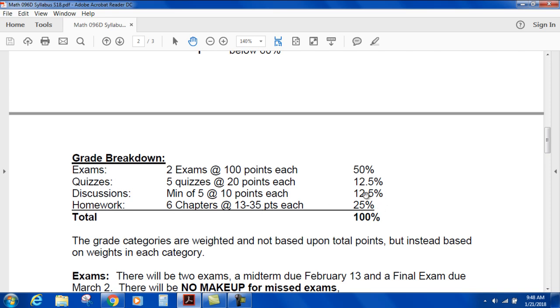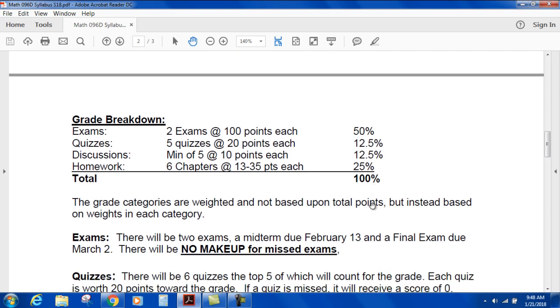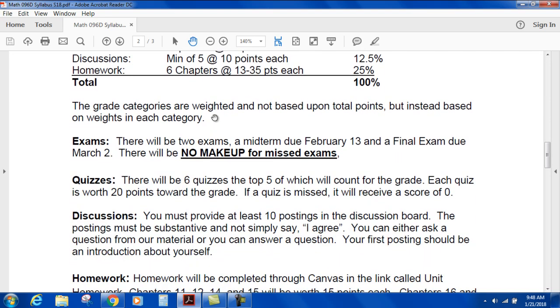So what I've done over here, instead of doing a point total, I'm trying to show you how it compares to the class. So the weighting for the class, the exams will be half of the grading for the class, so each exam is 25% of the grade. The quizzes altogether is 12.5% of the grade. Your discussion postings, 12.5% of the grade. And then the homework is 25% of the grade. So the grade categories are weighted and not based upon total points, but instead based on weights in each category. I want to make that clear to you.